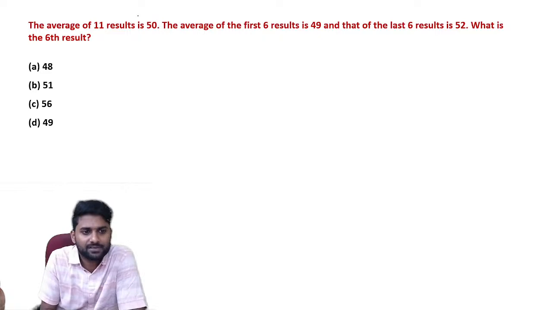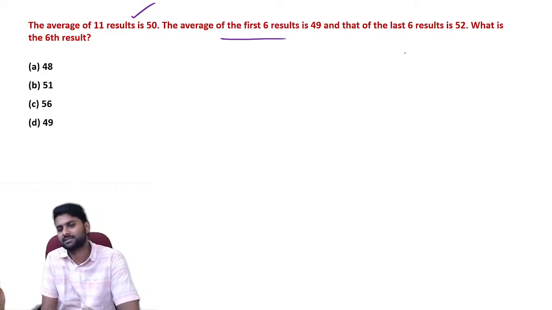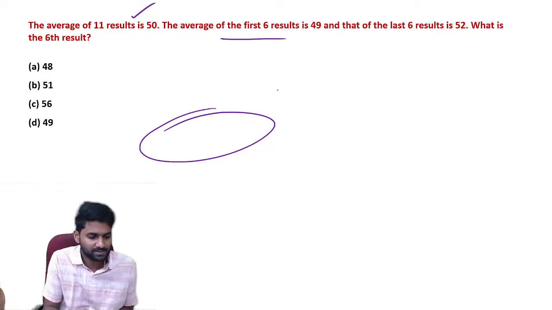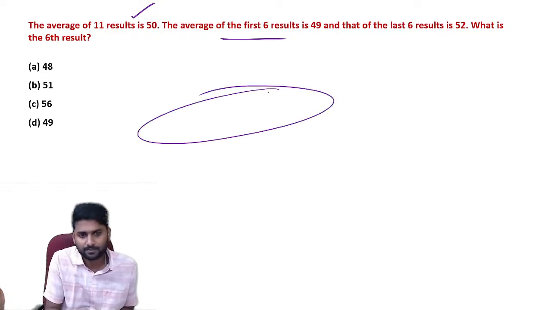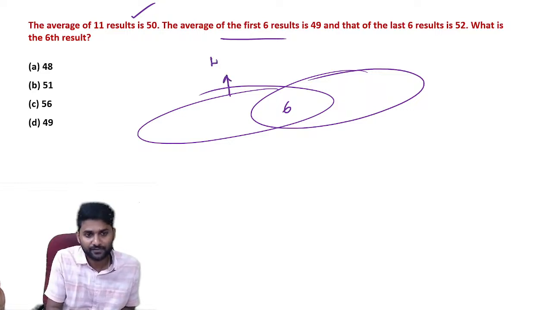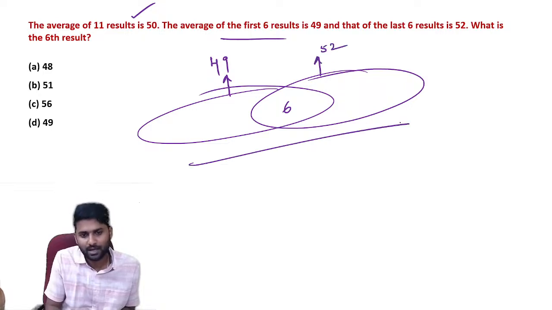Now see, the average of 11 results is 50. The average of the first 6 is 49. The average of the last 6 is 52. What is the sixth result? So the sixth result is common. See, first to sixth, 49. Last 6, 52. And the overall is 50. And this is the common part.